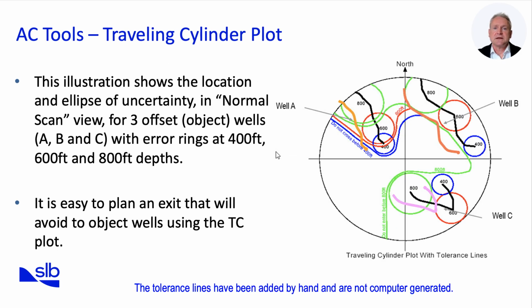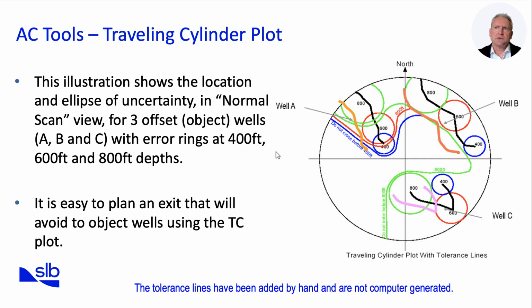Continuing on the travelling cylinder plot, it offers a circular perspective, often described as a radar screen for well separation from the perspective of the planned well. The centre of the plot is the planned well. As we travel along the planned well, the distances of the offset wells are plotted. In this example, 3 offset wells are shown labelled A, B and C, along with error rings at depths of 400, 600 and 800 feet. The plot visualises its clearance at each depth.